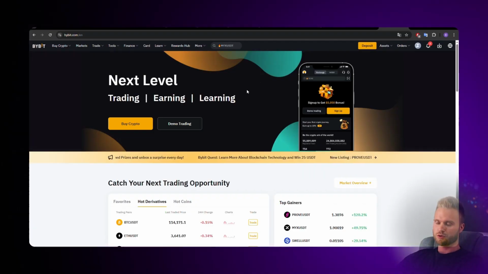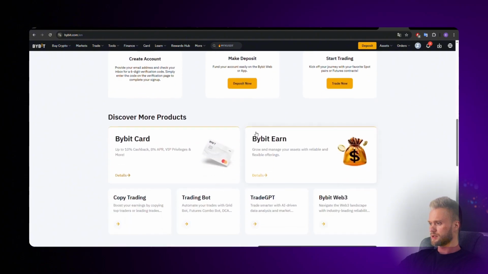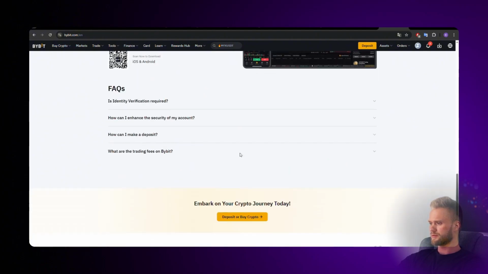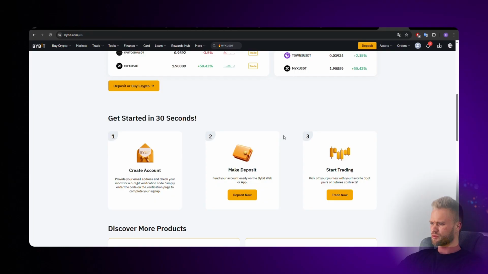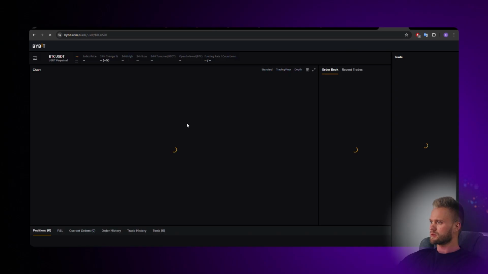And let's go to its main page. Here we are on the main page of the cryptocurrency exchange ByBit. And overall, we are not interested in this, neither their design nor their solutions. We are exclusively interested in trading. Therefore, let's go straight to the trading terminal. Click Demo Trading and trade on a demo account.